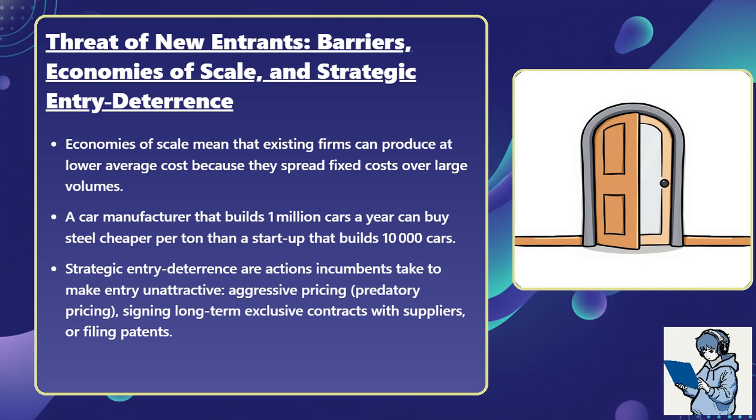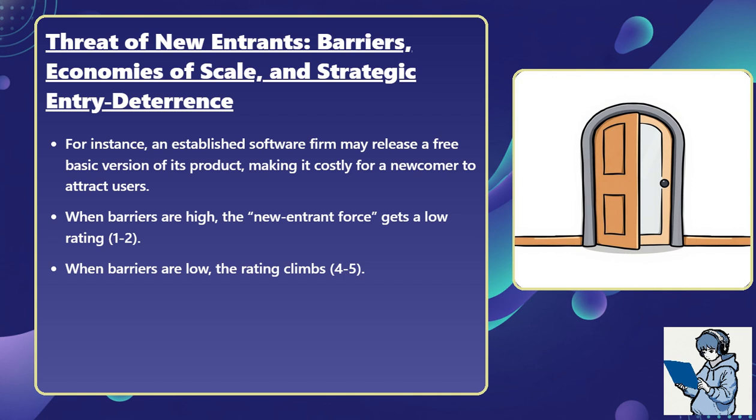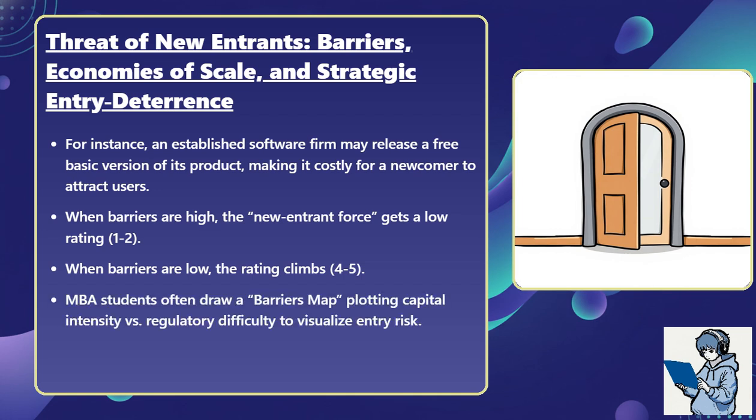Aggressive pricing, signing long-term exclusive contracts with suppliers, or filing patents. For instance, an established software firm may release a free basic version of its product, making it costly for a newcomer to attract users. When barriers are high, the new entrant force gets a low rating, 1 to 2. When barriers are low, the rating climbs, 4 to 5. MBA students often draw a barriers map, plotting capital intensity versus regulatory difficulty to visualize entry risk.